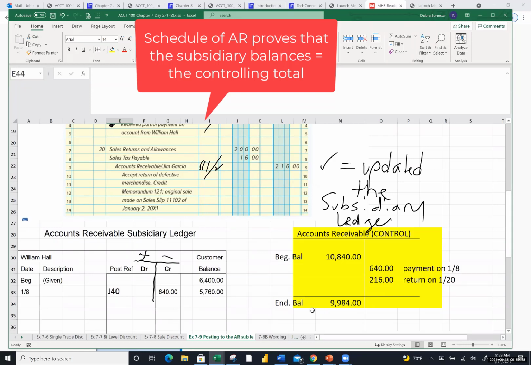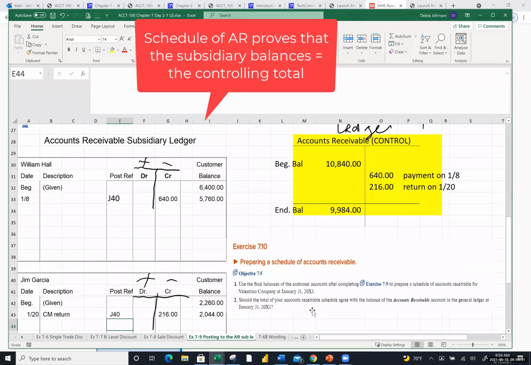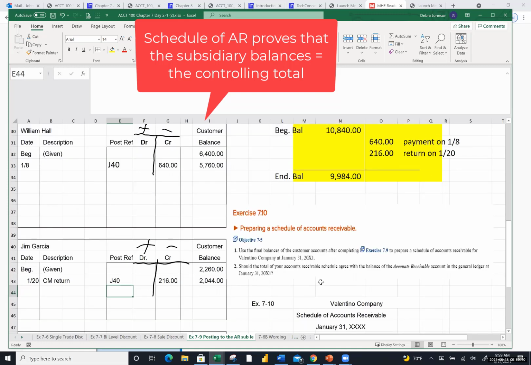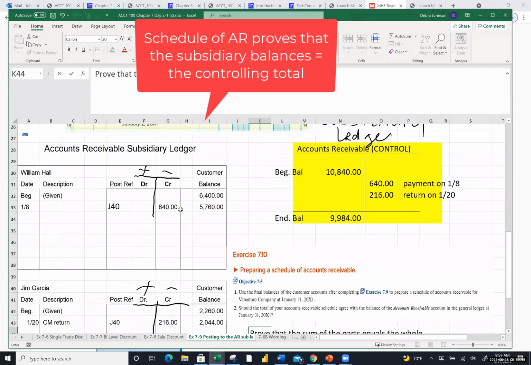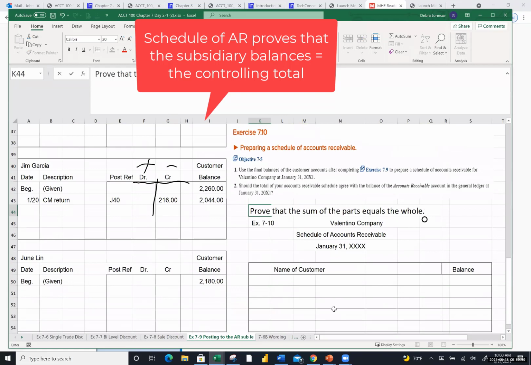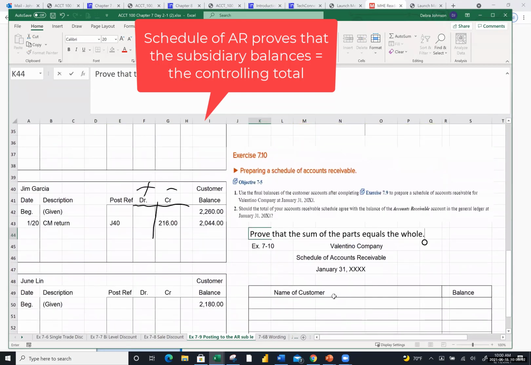That's been updated. So if I scroll down, I think anyways, the next exercise says, okay, you've made these postings, prepare a schedule of accounts receivable. In other words, prove, I'm going to write that down in my own words, prove that the sum of the parts equals the whole. That's what we're going to do. So how do you do it? You go in and you list each balance that is owed to you. So I started it off by just giving you this blank little form.